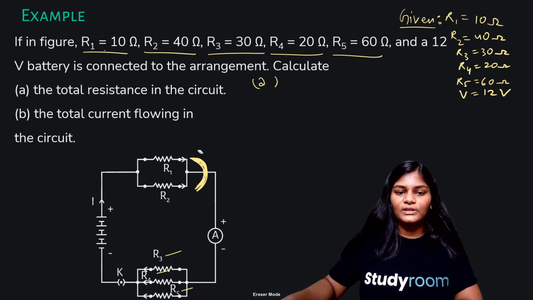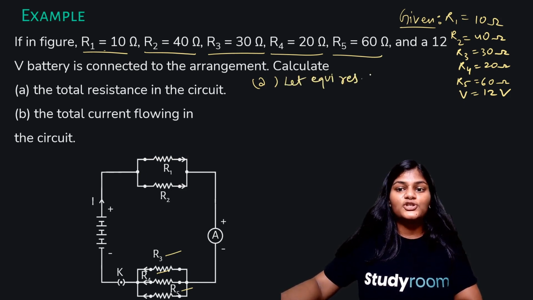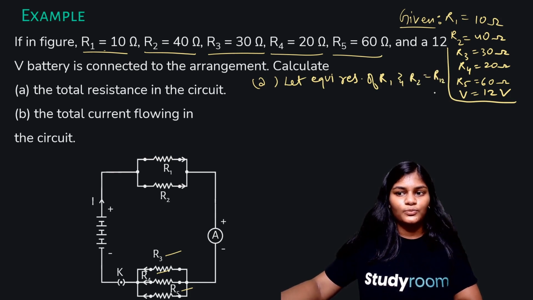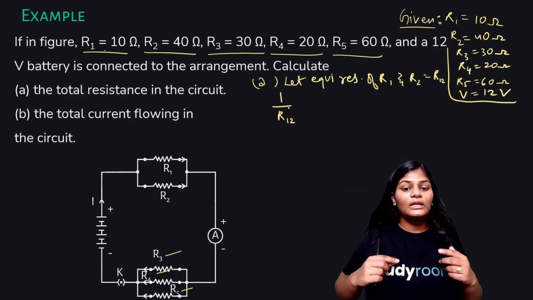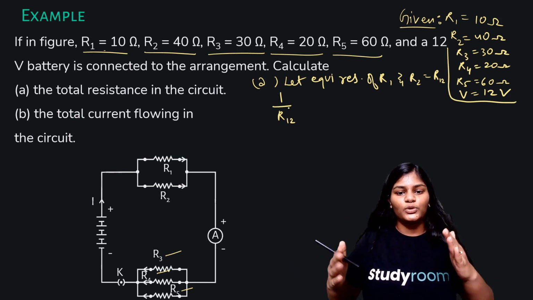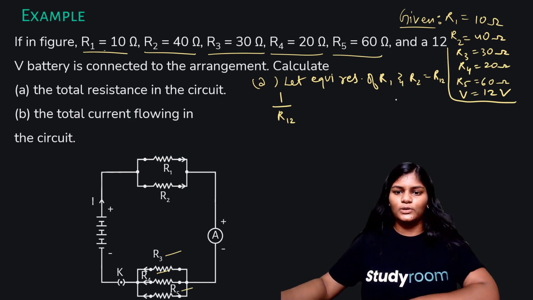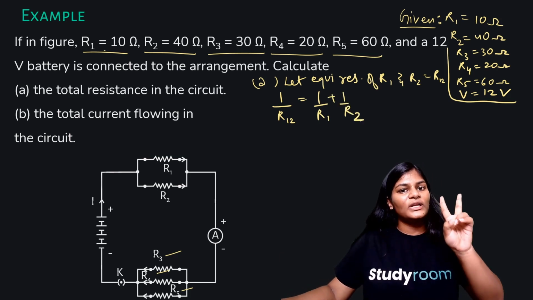Let the equivalent resistance of R1 and R2 be equal to R12, right? Here 1 upon R12, we can represent it in any way. You can write 1 upon Rp also, but R1 and R2 are in parallel, and then R3, R4, R5 are also in parallel, so I don't want to use Rp for both of them. So I am using R12 here, and for that I'll use R345. You can use any notation that you like. So what is the formula? 1 upon R1 plus 1 upon R2, because here there are only 2 resistors.